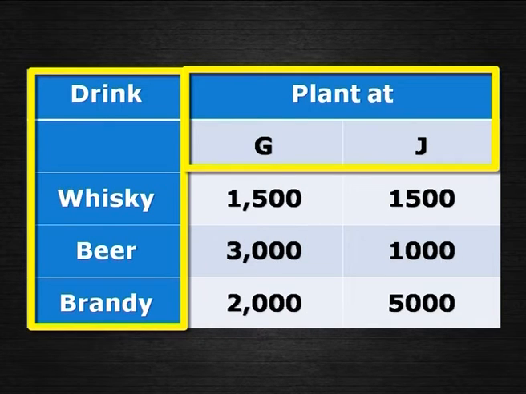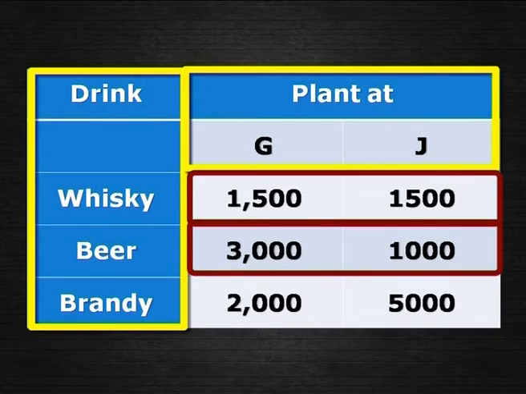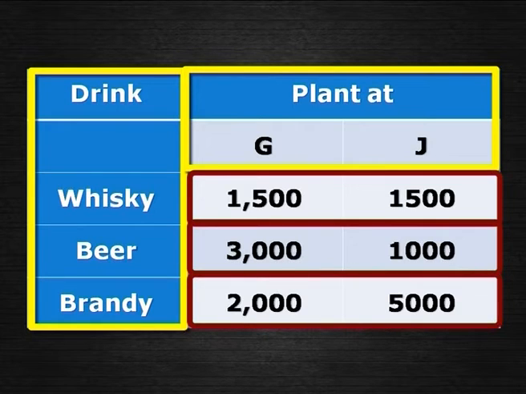Drink, whiskey: plant at G 1500 and plant at J 1500. Beer: plant at G 3000 and plant at J 1000. Brandy: plant at G 2000 and plant at J 5000.